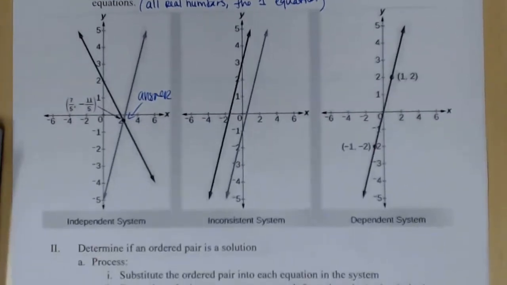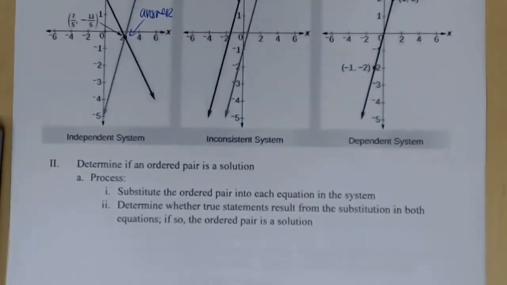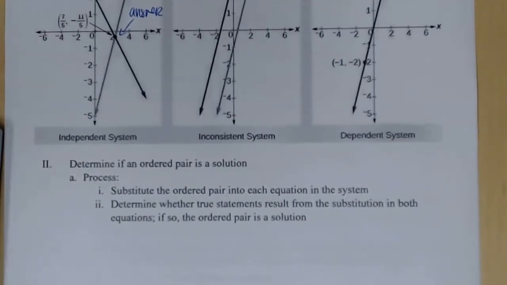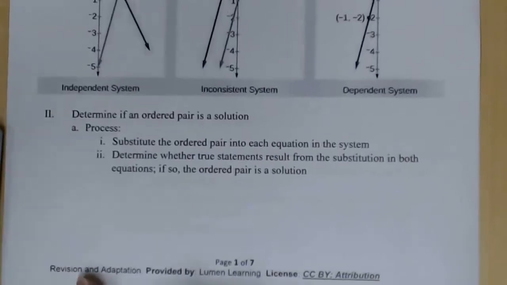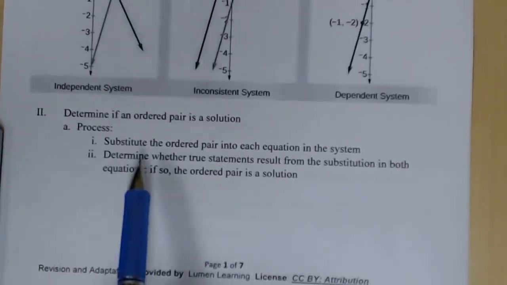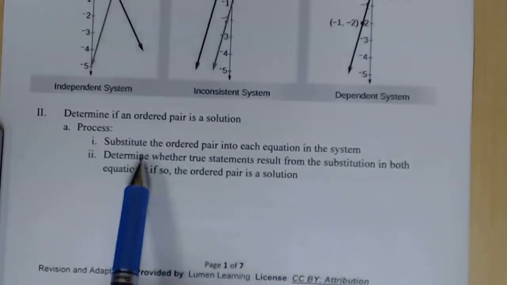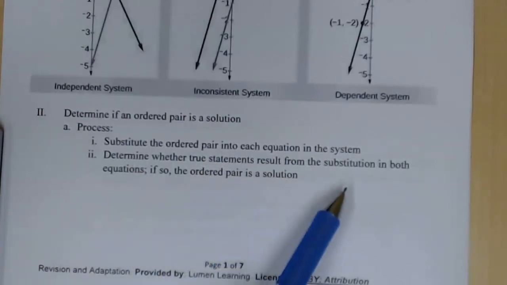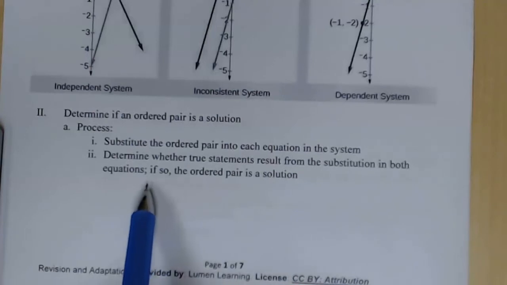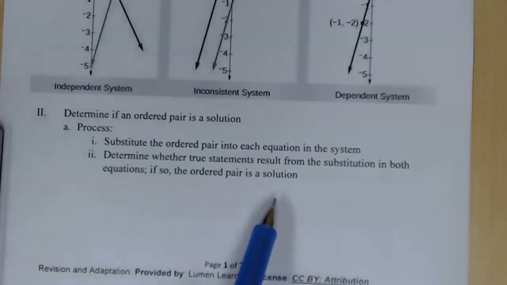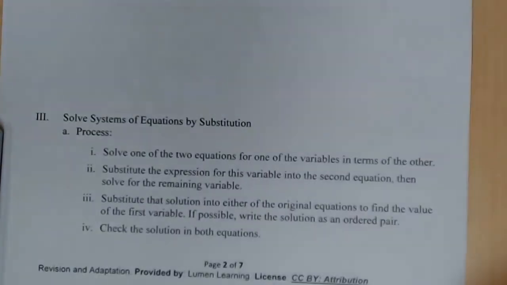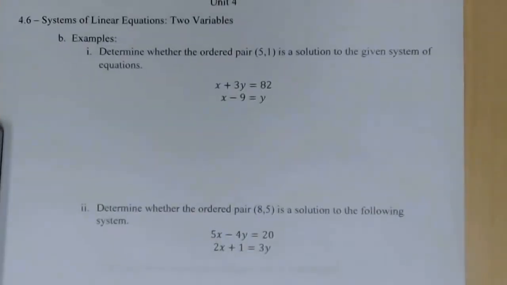But before we can get into all that, we need to determine if an ordered pair is a solution. Basically, we want to figure out how we actually check our answer to see if this solution is going to work. So here's our process. One, we're going to substitute the ordered pair into each equation in the system, then determine whether true statements result from the substitution in both equations. If so, the ordered pair is a solution. This takes us all the way back to the beginning of the course when we were just plugging in values and getting true or false statements.